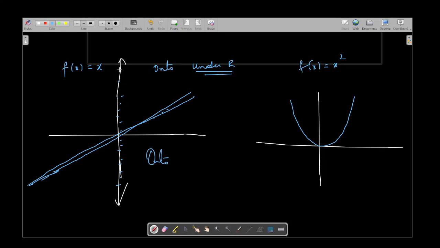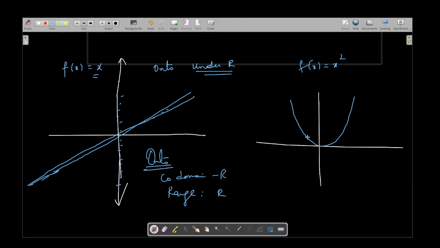Because here the codomain is the complete real numbers, and the range, that is the values f of x is taking, is also the complete real numbers. Hence it is onto.